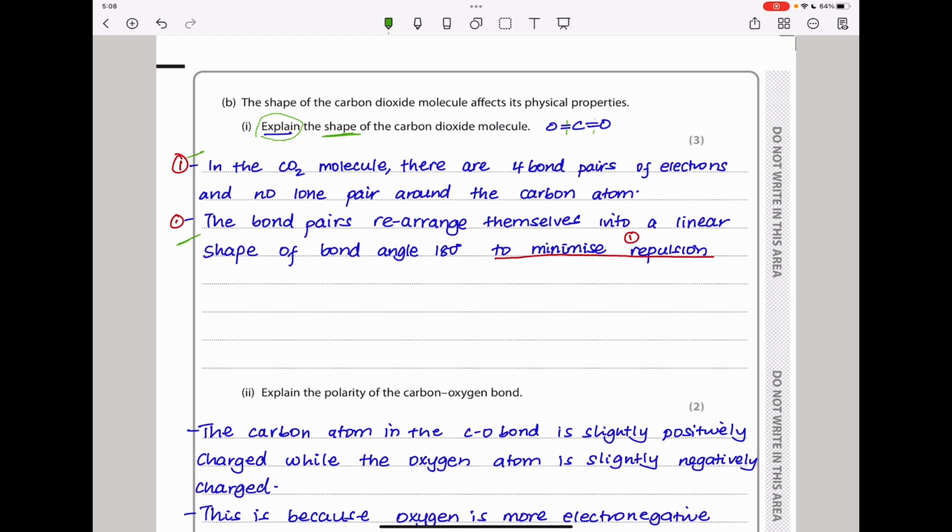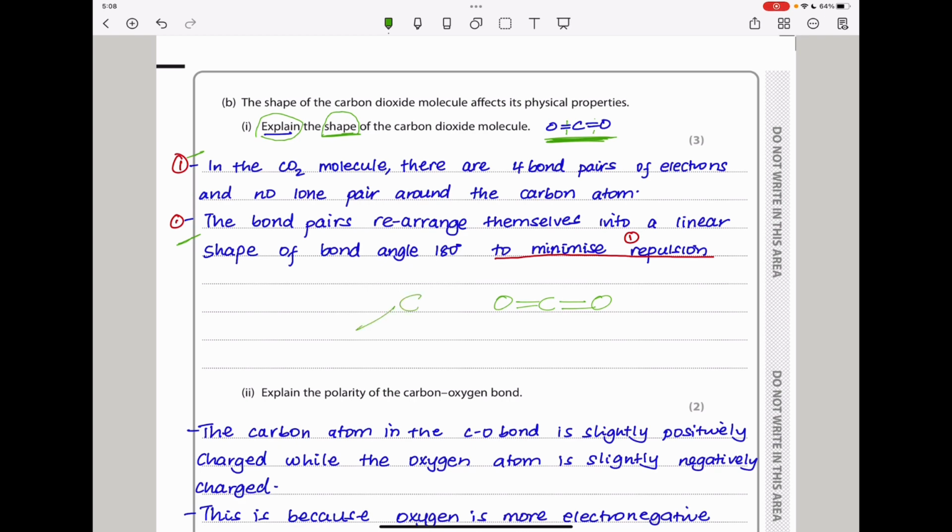A shape of a specific molecule is created based on how many lone pairs and how many bond pairs there are. In this case, there are no lone pairs, so the bond pairs that are present have to align themselves as far away from each other as possible, and that creates a linear structure. The reason for that is there is going to be some repulsion existing between the bond pairs of electrons. So to minimize that repulsion, they space themselves as far away from each other as possible.